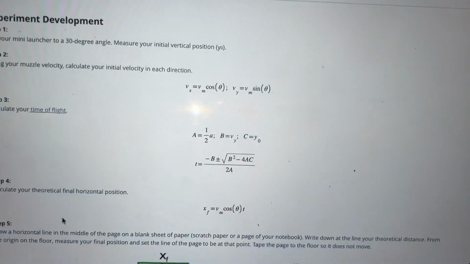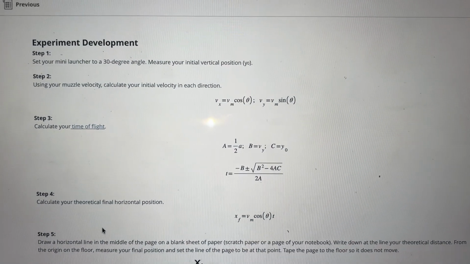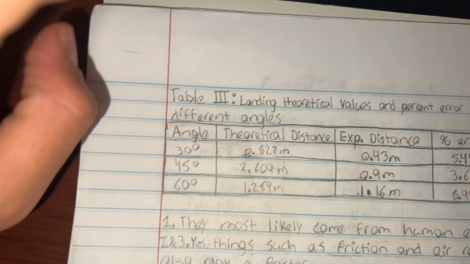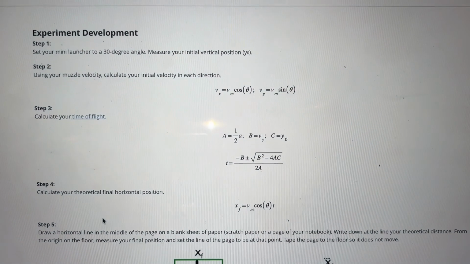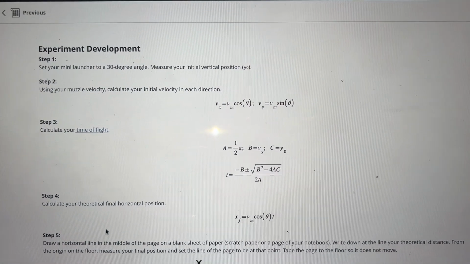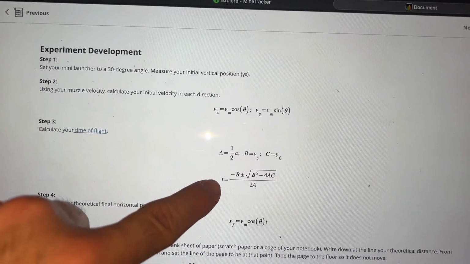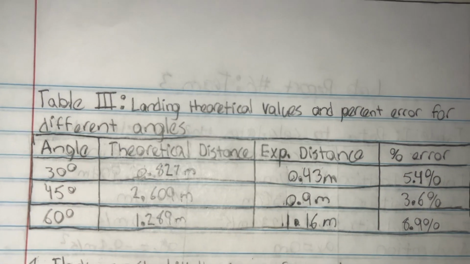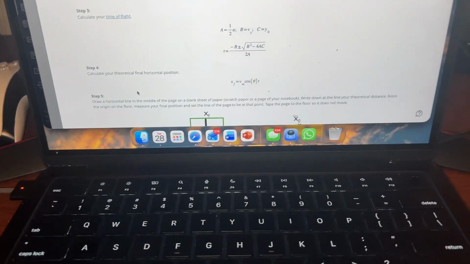So after that, we went ahead and input those values and multiplied times the cosine of the angle, which theoretically would be these 3 right here. So then afterwards, we did that for 30 degrees and multiplied it times our time, which we got from this value. And then afterwards, it would give us a theoretical distance of 0.827 meters.